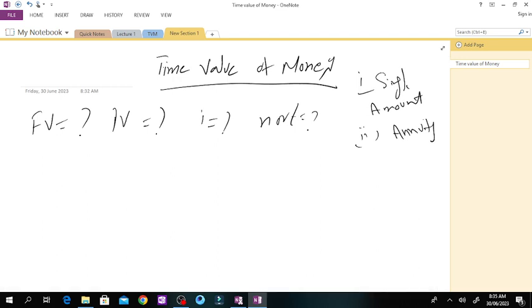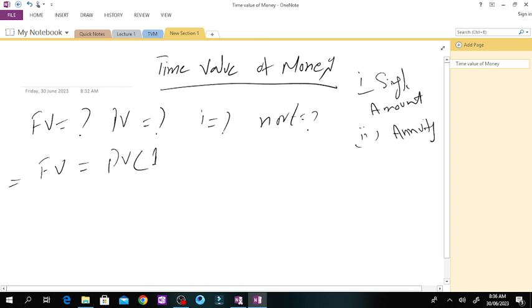Okay, let me give you the formula of future value. What is the formula of the future value? Future value is equal to present value into (1 plus I) power n. This is a simple formula. Now you just have to remember the future value formula, and then the remaining ones you can easily derive from that formula.